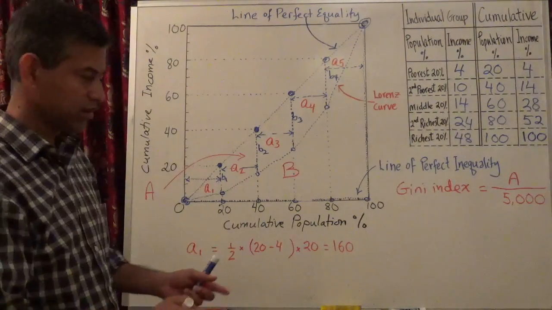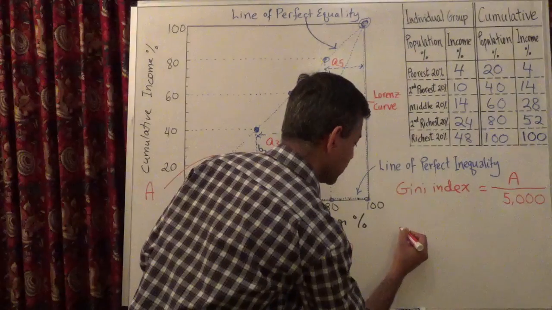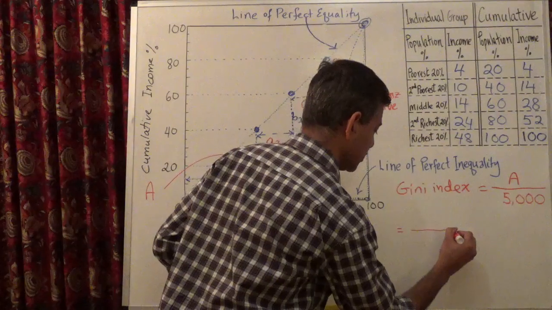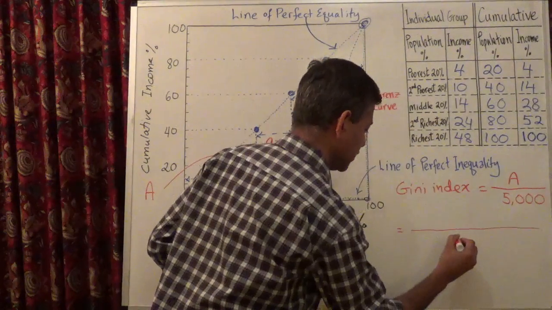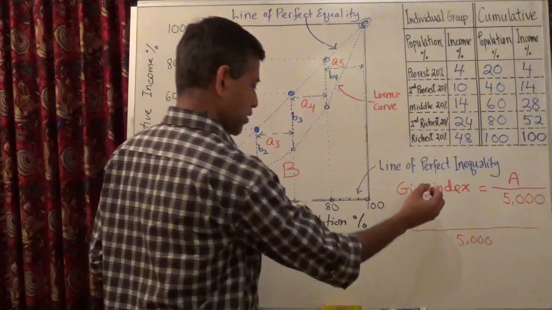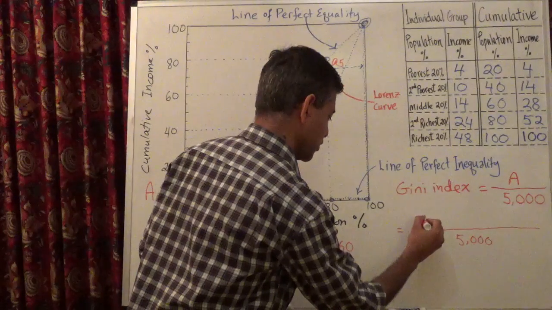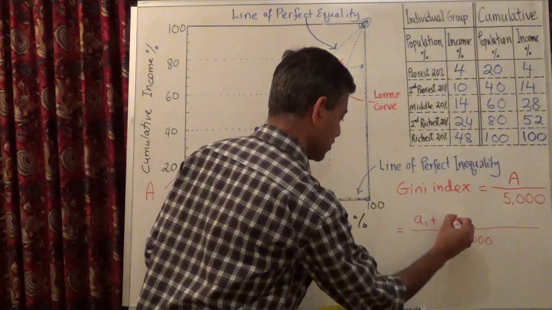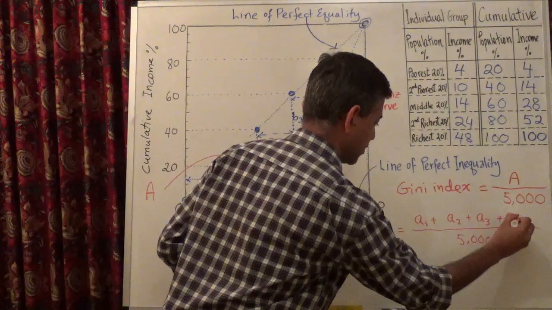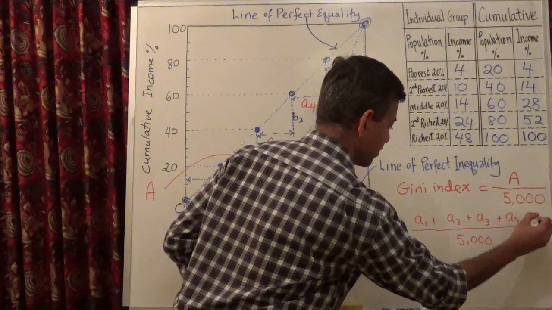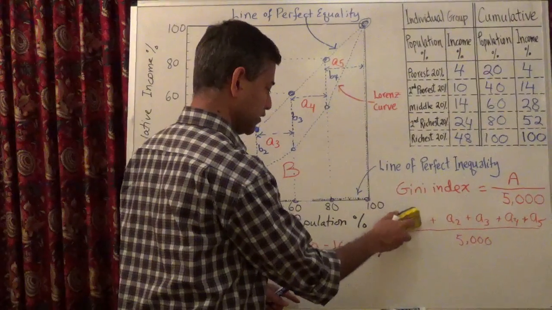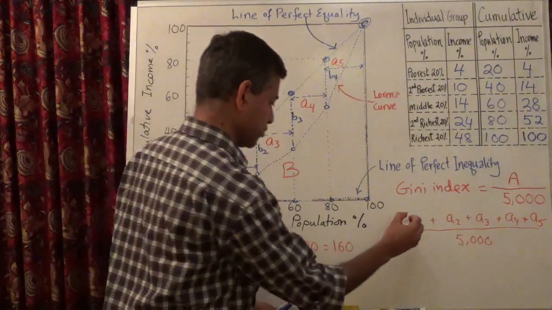So let's go ahead and put that into the calculation. We have, remember, A1, A2, A3, A4, and A5. The denominator is 5,000. And we're looking for A1 plus A2 plus A3 plus A4 plus A5. So right now we already have the measurement of A1, and that's 160.